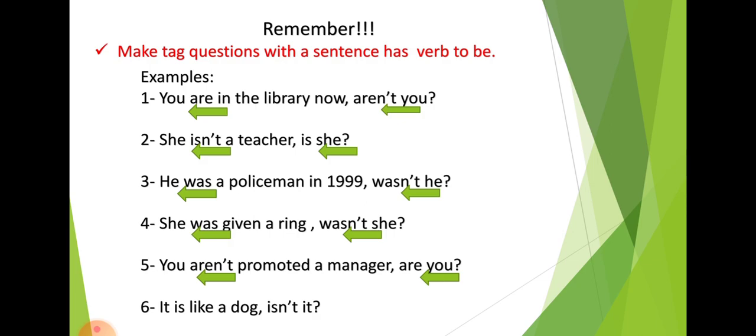Last one, number 6: It is like a dog, isn't it? So the verb to be is "is". Here "like" is a preposition used to talk about similarity. So "it is like a dog" is a positive sentence, so the tag question must be negative, and we use the verb to be "is" to form the tag question.